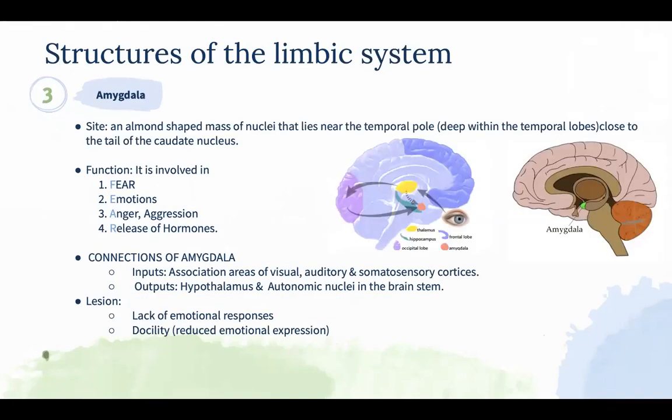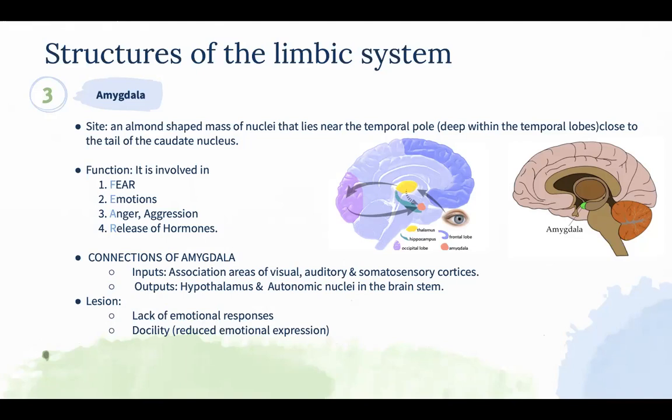And number 3 is the amygdala. So it's an almond-shaped mass of nuclei that lies near the temporal lobe, deep within the temporal lobe, not superficial. Close to the tail of caudate nucleus. هذه structure اللي تكلمنا عنها أمس، إنها related embryologically and anatomically to the basal ganglia, but functionally to the limbic system. طب إيش الفانكشن حقتها؟ It is involved in fear and threat and initiation of fight or flight response, in emotions, in anger and aggression, and release of hormones.